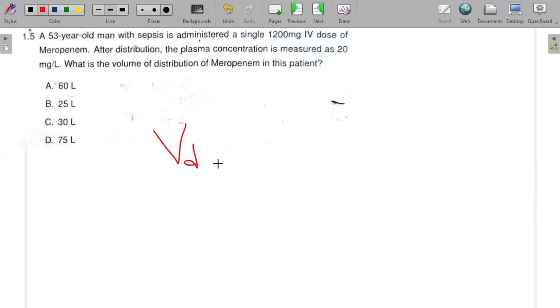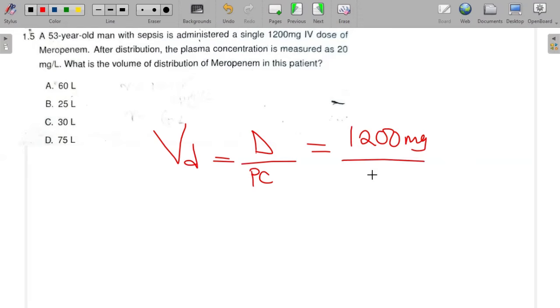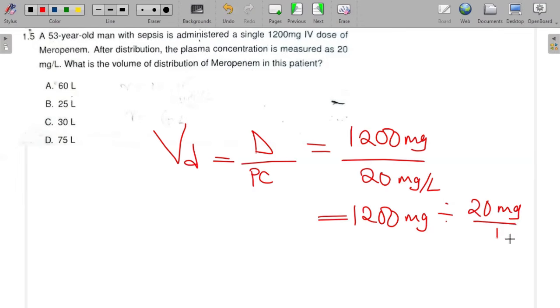So volume of distribution, indicated by VD, is equal to the dose over the plasma concentration. So the dose is this guy, and then the plasma concentration is 20 milligrams per liter. Okay, so I should write it in this form so that we see how the units are canceling: 1200 milligrams divided by 20 milligrams per liter.